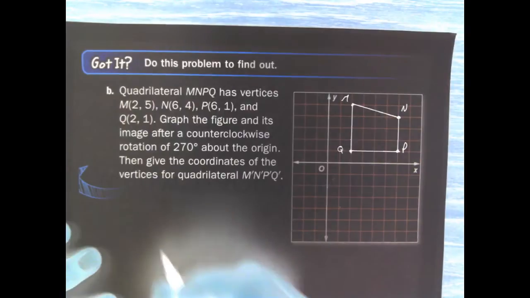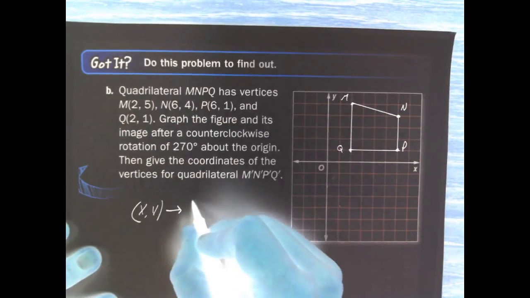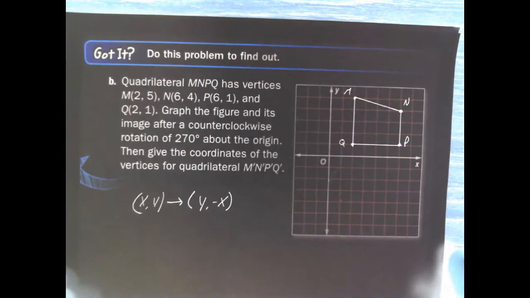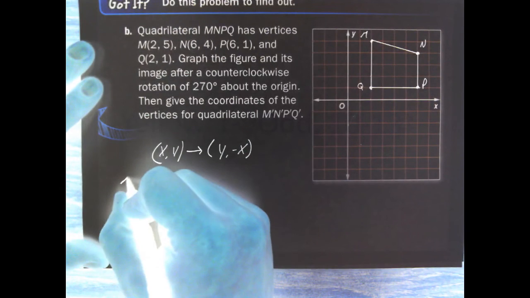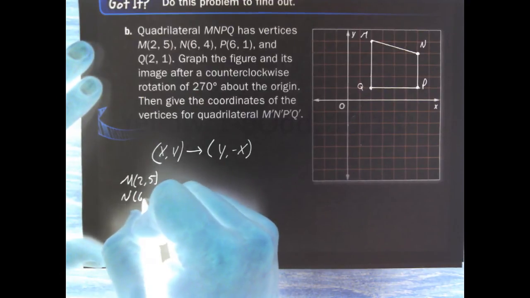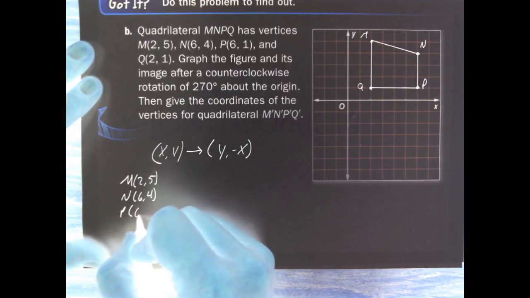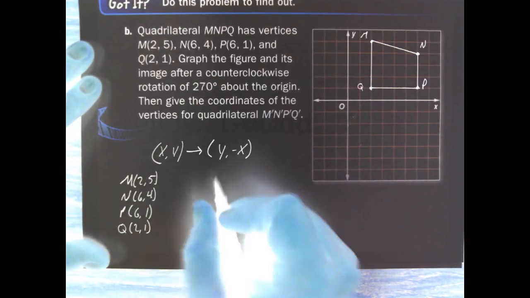Okay, so we use the 90-degree clockwise rotation rule, which was the same as the one we just got done doing. So I have x comma y. That's going to turn into y comma negative x. Okay. So again, list your vertices out. M is 2 comma 5. N is 6 comma 4. P is 6 comma 1. And Q is 2 comma 1.